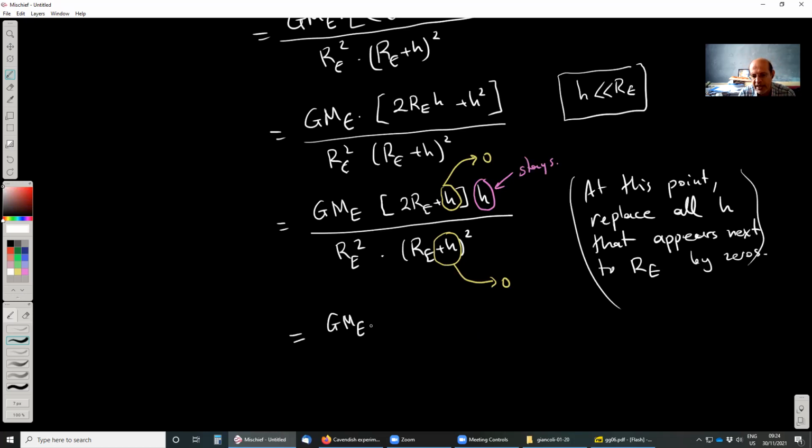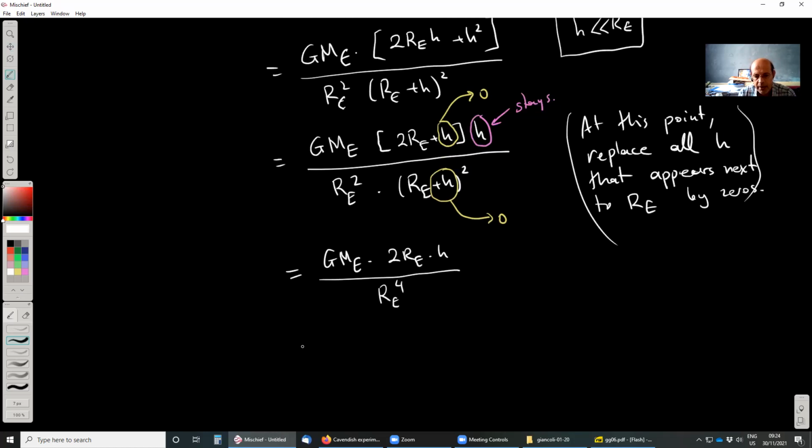So that's 2GM_e. We have 2r_e times h in the numerator and r_e to the power 4 in the denominator, okay? So as a result, this is 2 times G times M_e divided by r_e cubed times h. And then you compute this. However, in these kinds of situations, there are also some easier ways of handling these.